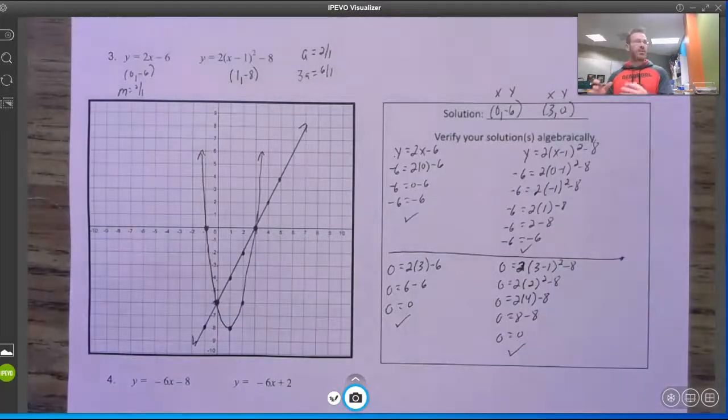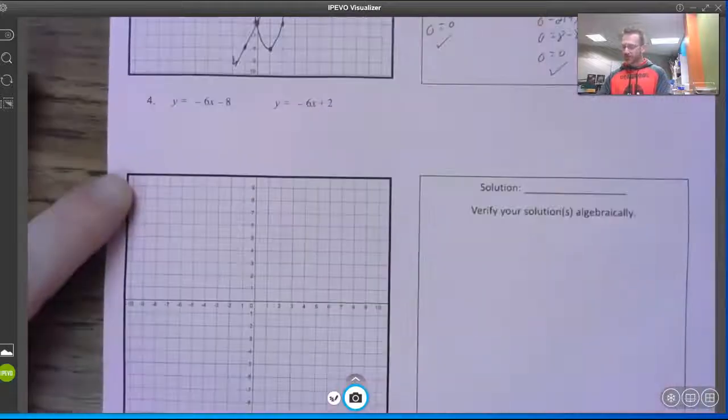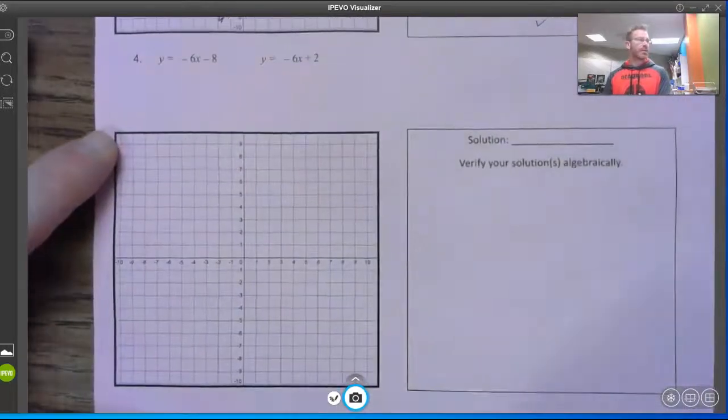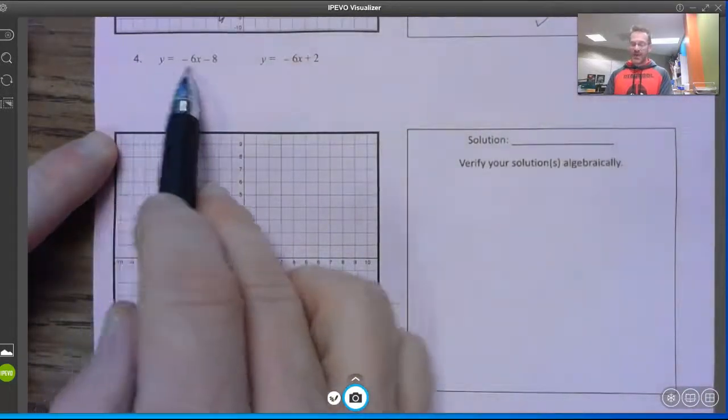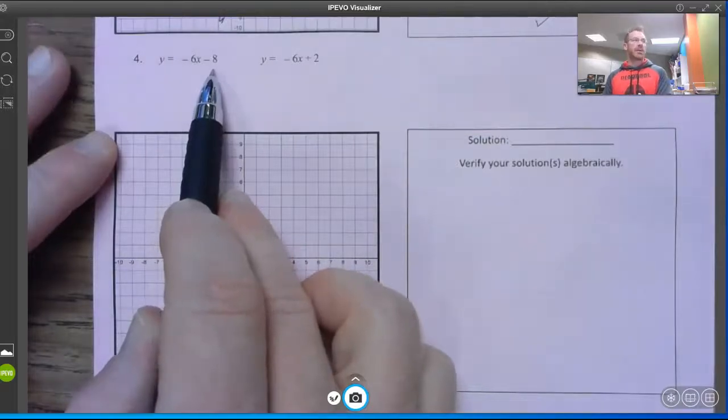Okay, so once again, built-in self-check. All right, you should know if you have done the problem correctly if you verify. All right, one more problem here. So let's look at problem 4. So once again, starting with identifying the type of function we have. Okay, no exponents, no bars, linear function.